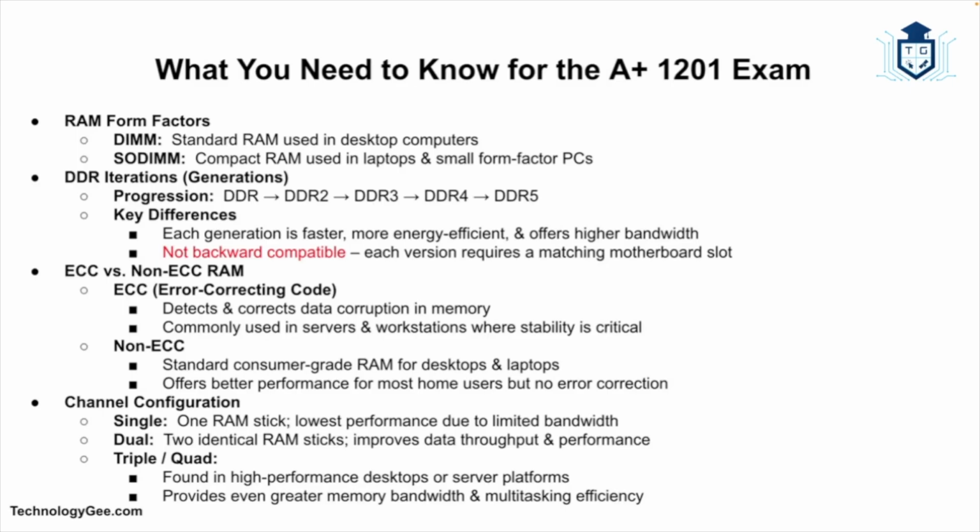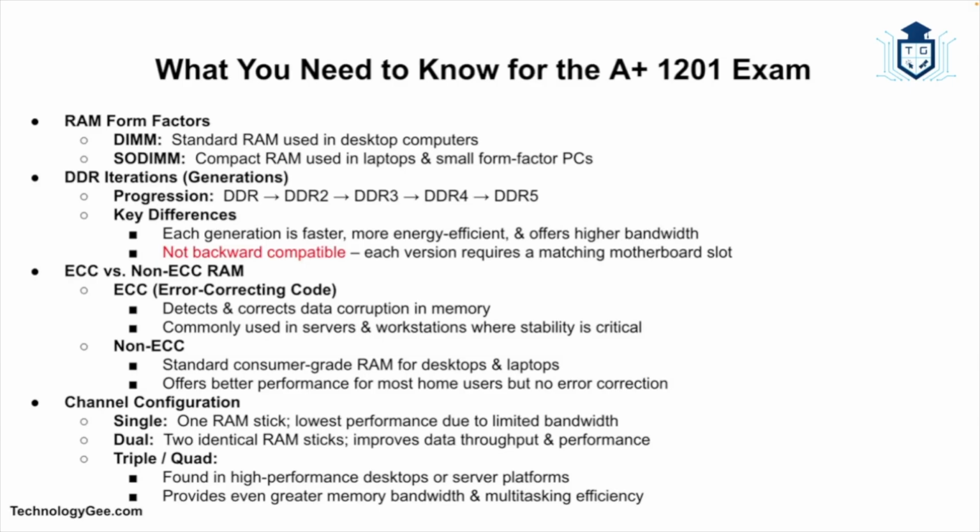You also have error correcting code versus non-error correcting code. So ECC, this detects and fixes errors, and you can find it being used in servers. When it comes to non-error correcting code, this is basically regular consumer RAM that you'll find in your computer right now. And then you have channel configuration options.